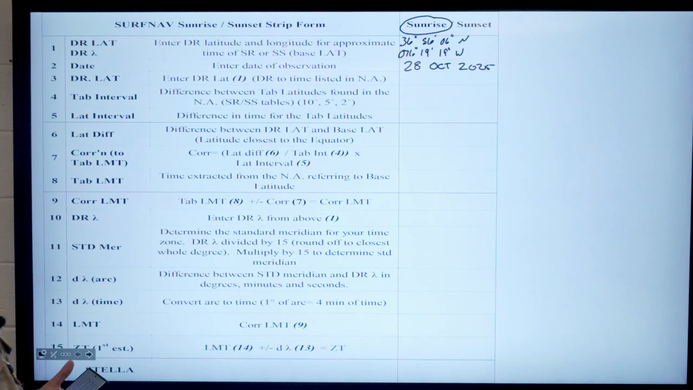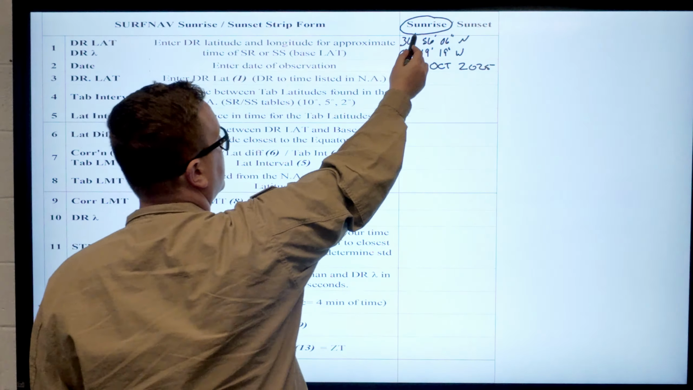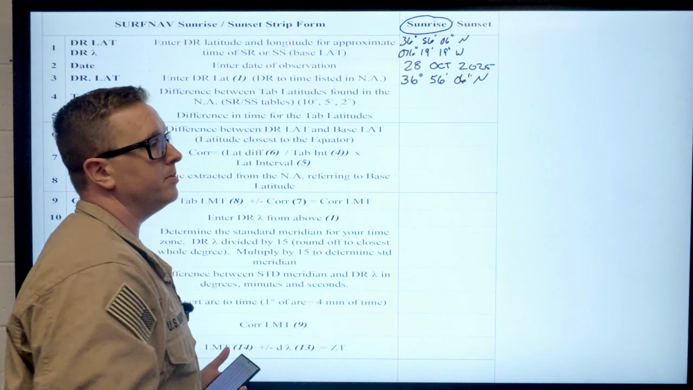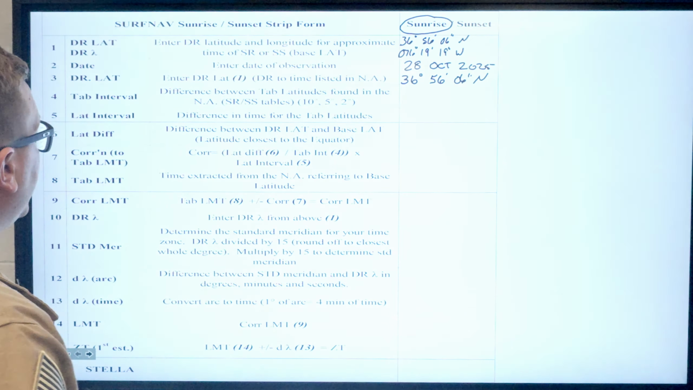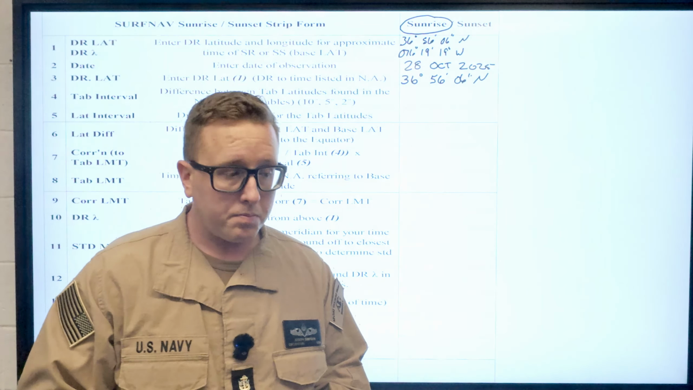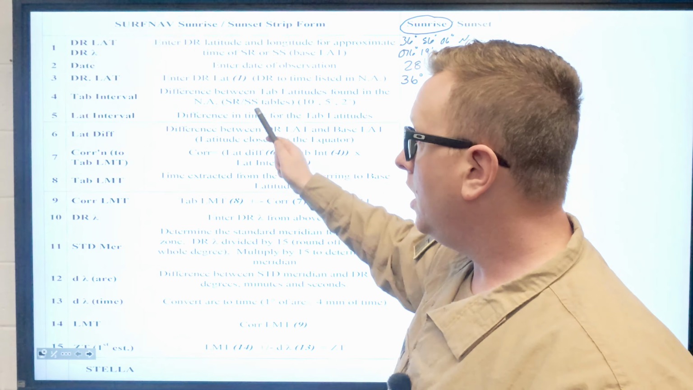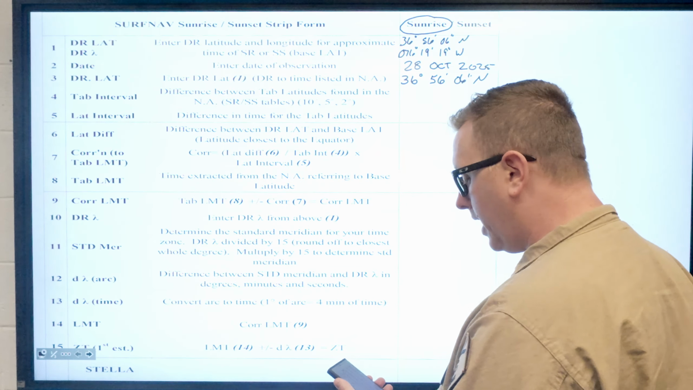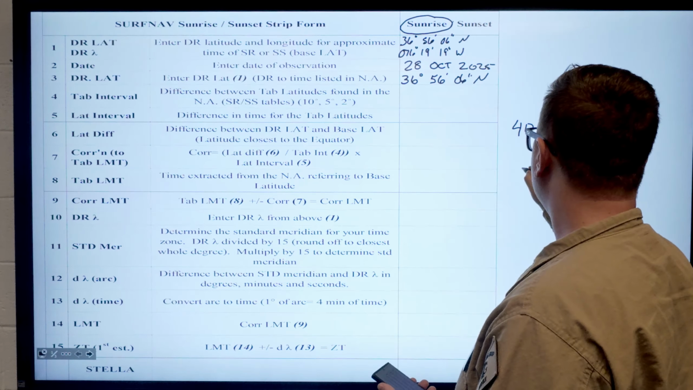Number 3, we're just going to take down our DR latitude straight from number 1, so 36 degrees, 56 minutes, 06 seconds north. Always label with the symbols and north, west, south, east, whatever you're using. Now we have to go into the Nautical Almanac itself. We're going to find the differences in the tabulated interval where 36 degrees is. On this specific day, 36 lies in between 40 degrees and 35.